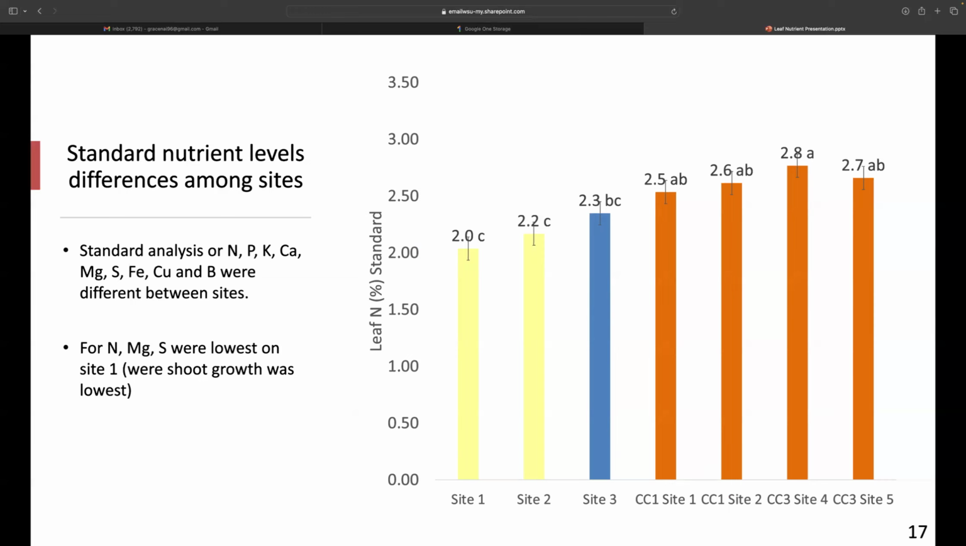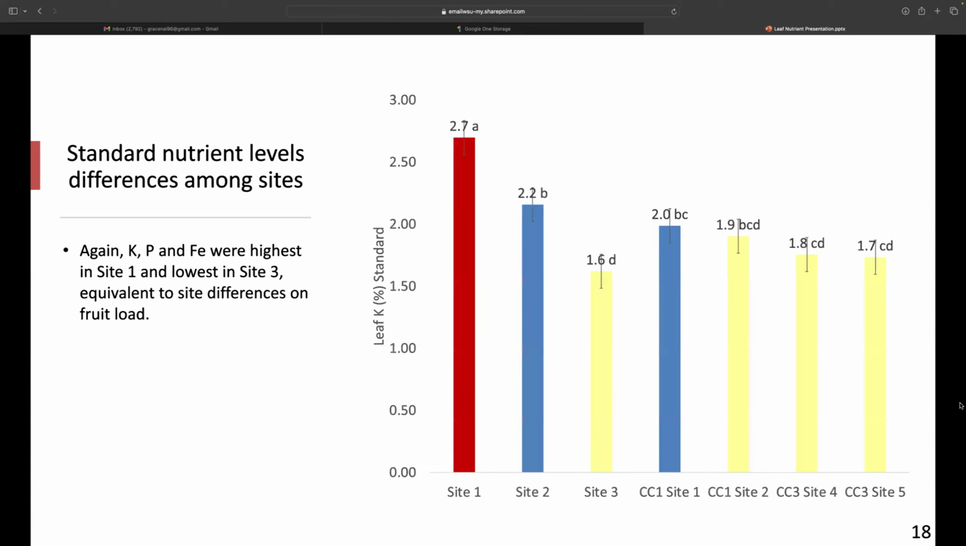According to the initial data, CC2 has the maximum vigor and site 1 the lowest. So as you saw in this data, the standard nutrient levels differ among sites. Standard B, K, and Fe tests also reveal differences between the sites, with site 1 having the highest level and sites 3 and 5 having the lower level. As you may know, the fruit count differences between the sites also indicated these variations.